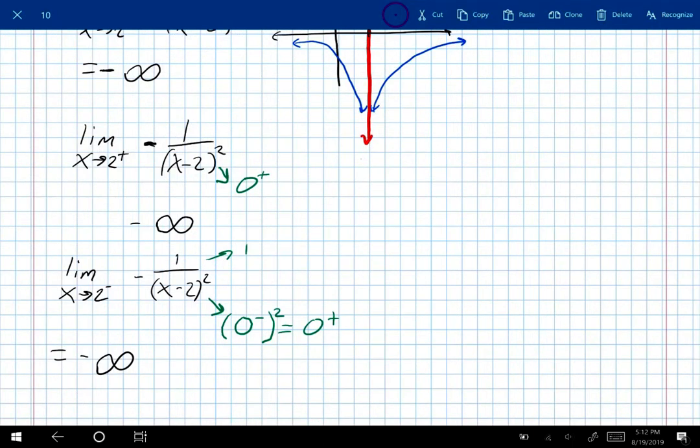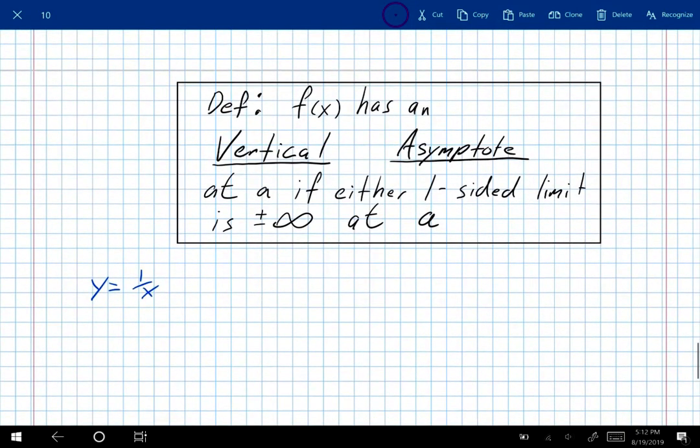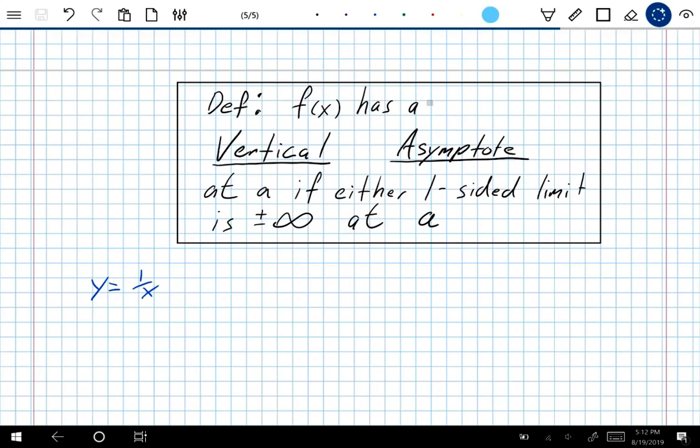Okay, so let's make this asymptote business a bit more formal. A definition is always in order. Definition: a function f has a vertical asymptote at a, so at some spot in your domain, at some constant, if either of its one-sided limits is plus or minus infinity at a. So let's see what this means in practice.